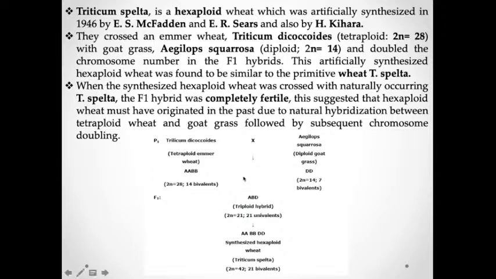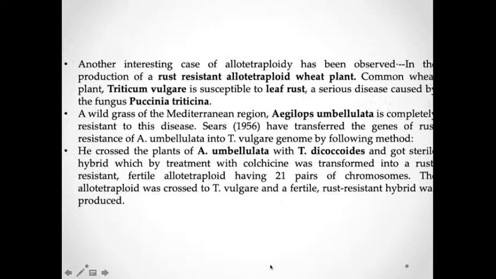Then there's the example of Triticum spelta, which has been crossed with Aegilops squarrosa. Here you can see that AABBDD made a cross, then you have a triploid hybrid ABD, then with the help of colchicine you made a hexaploid of Triticum spelta, like this.